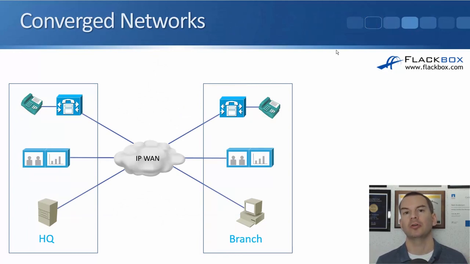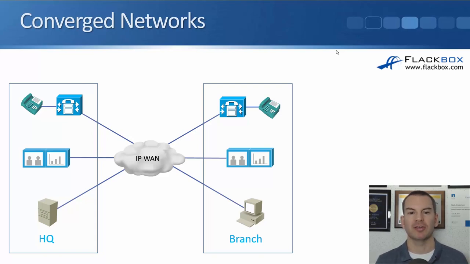Now, what you'll find most often in modern networks is converged networks, where the company is running voice, video, and data all over the same underlying physical network infrastructure. So you can see the diagram here now that we've got IP phones on the desks, and they're going to be connected to an IP PBX, like the Cisco Unified Communications Manager. We've got IP video endpoints as well, and we've got our standard IP servers and workstations, and everything is connected to the same underlying network, which is running over an IP infrastructure.